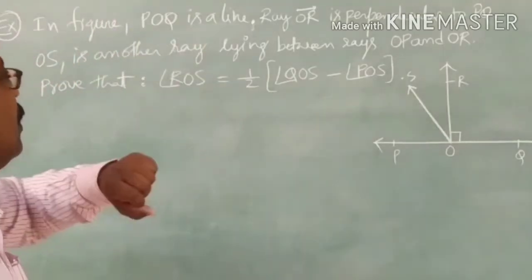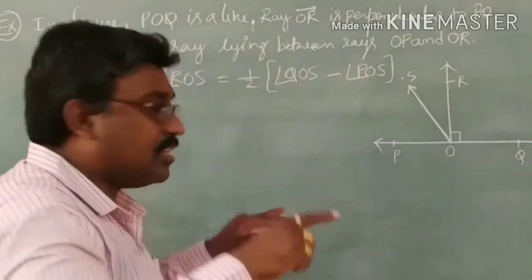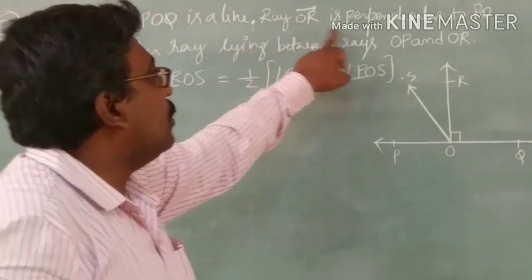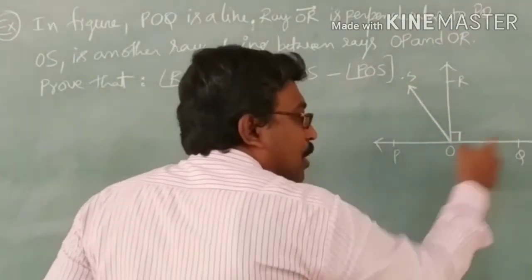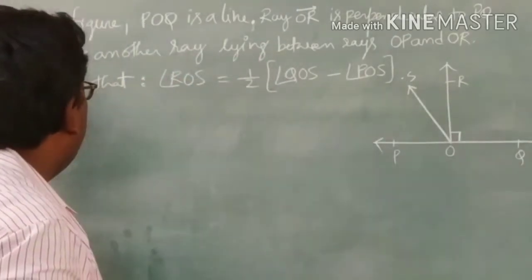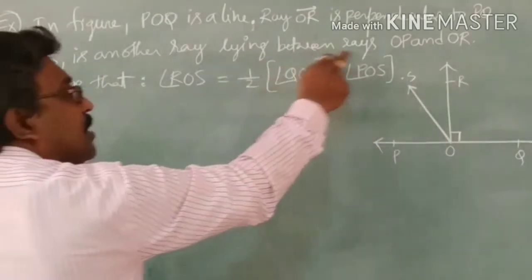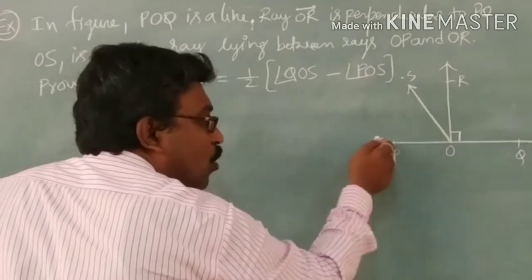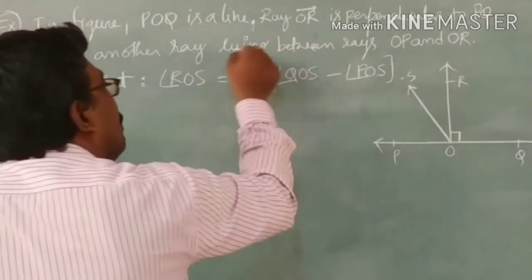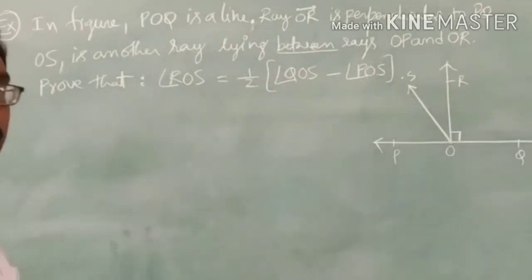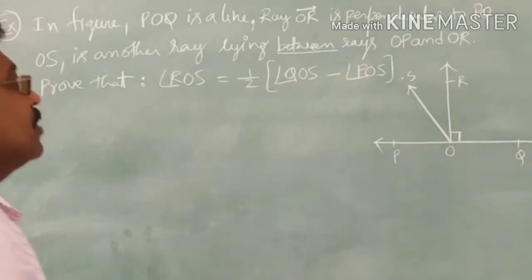In the figure, POQ is a line. It's a straight line. Ray OR is perpendicular to PQ, that is 90 degrees. OS is another ray, lying between the rays OP and OR. In between OP and OR, OS is there. It is telling that lying between only. It is not bisected; it is not making the angle into two equal parts.